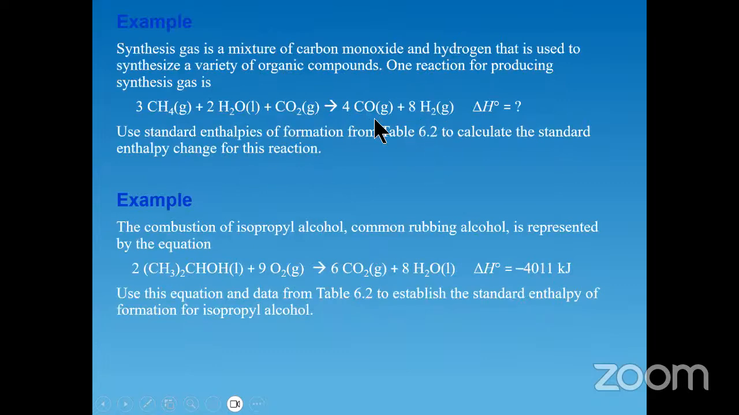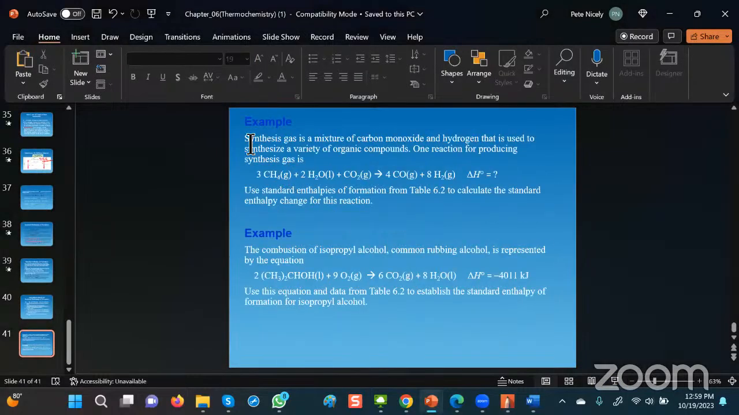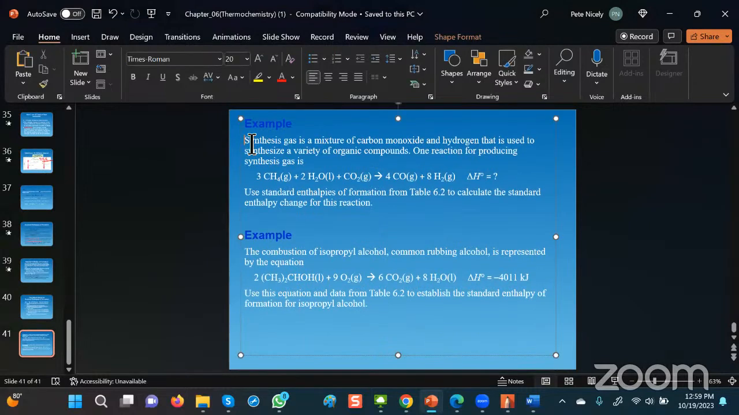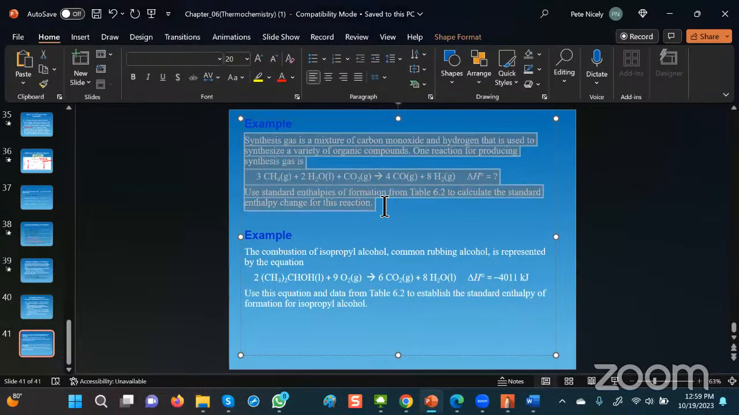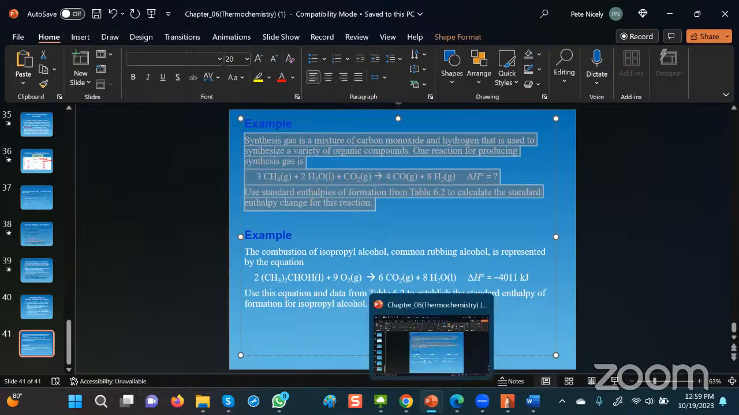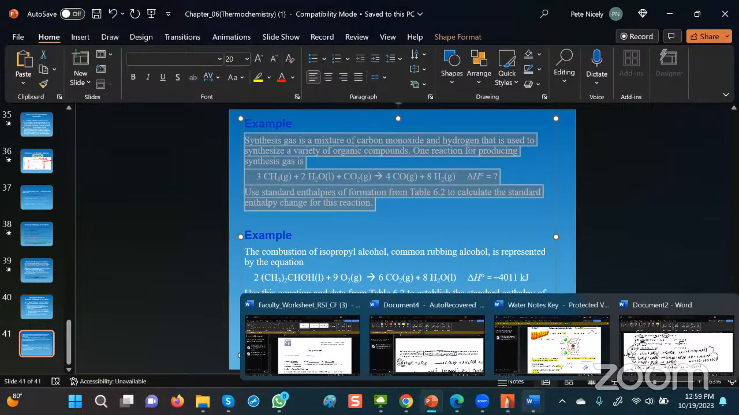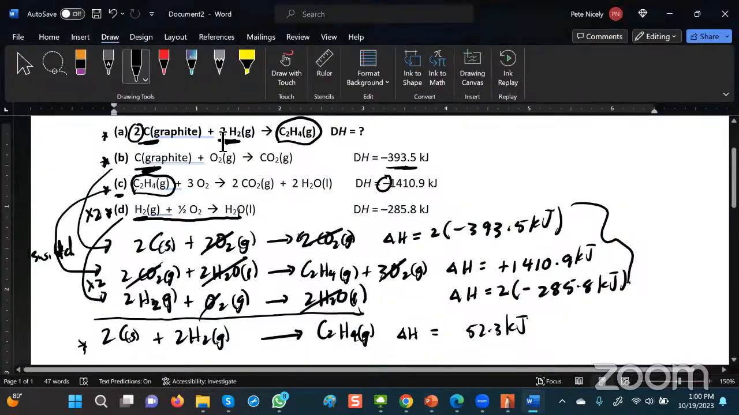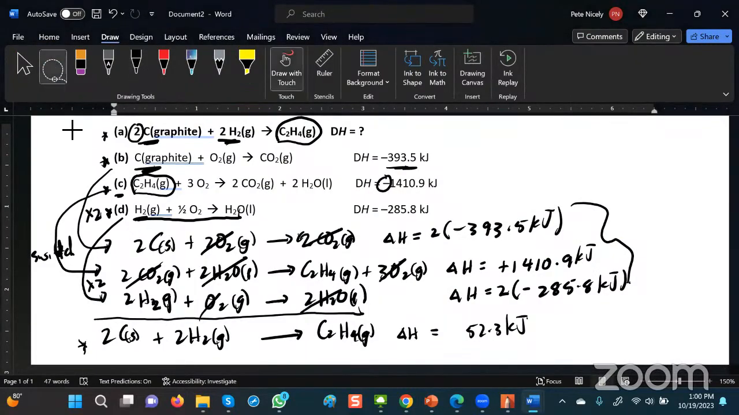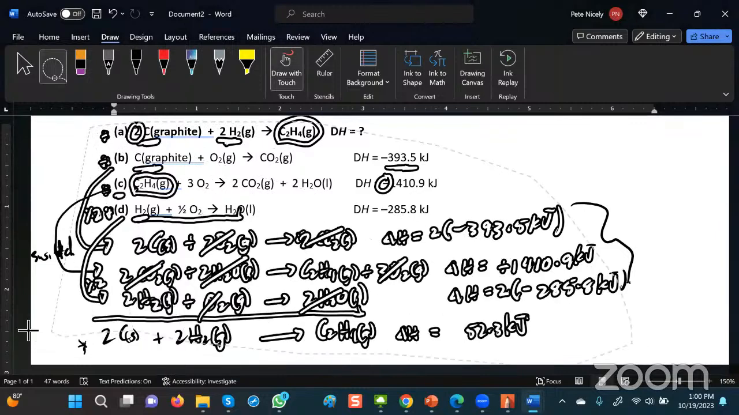And again, I'm going to need your help with these examples. I need at least one of you to pull up the table I just showed you, right? With the standard enthalpy values for different substances, because I need you to tell me the values of certain substances involved in this problem that I'm about to get into.